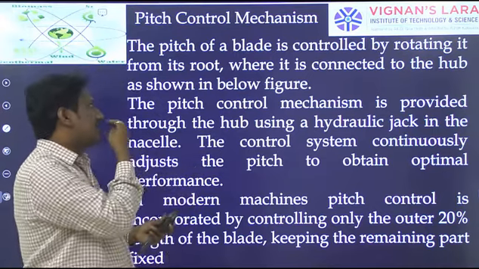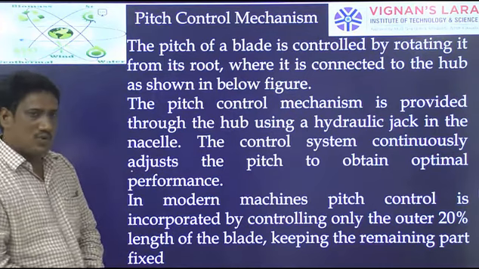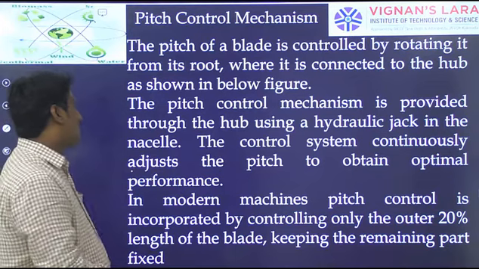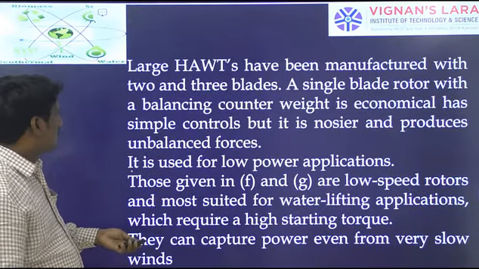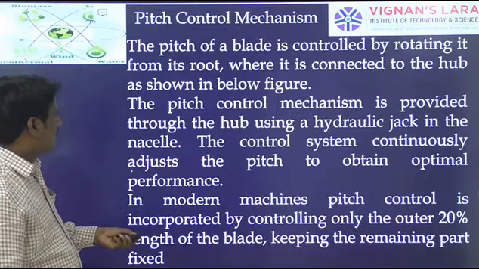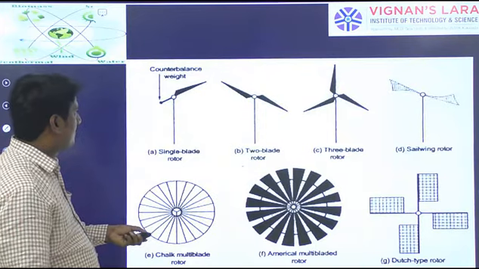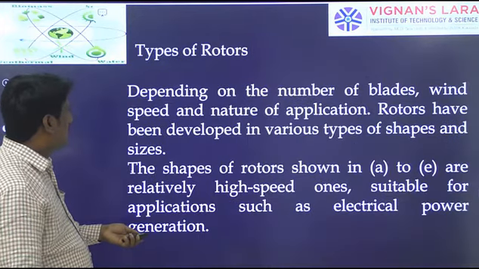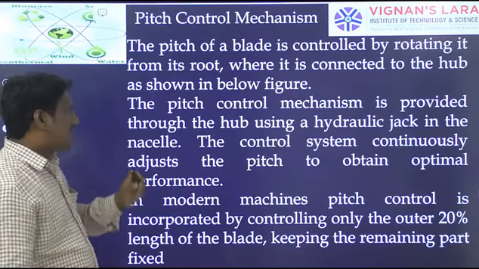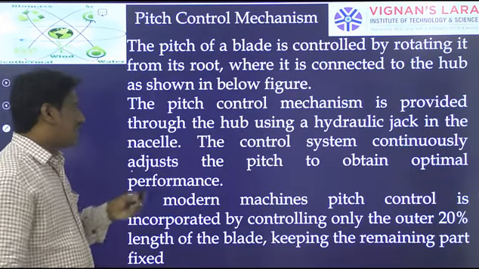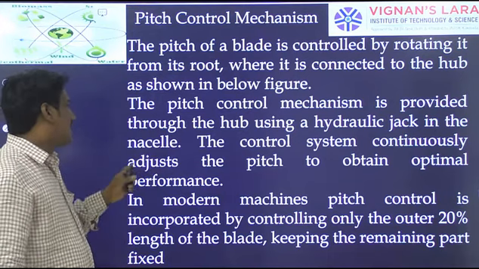You can observe here. The pitch of a blade is controlled by rotating it from the root, where it is connected to the hub, as shown in the figure below. The pitch control mechanism is provided through the hub using a hydraulic jack. A hydraulic jack is used in the nacelle.